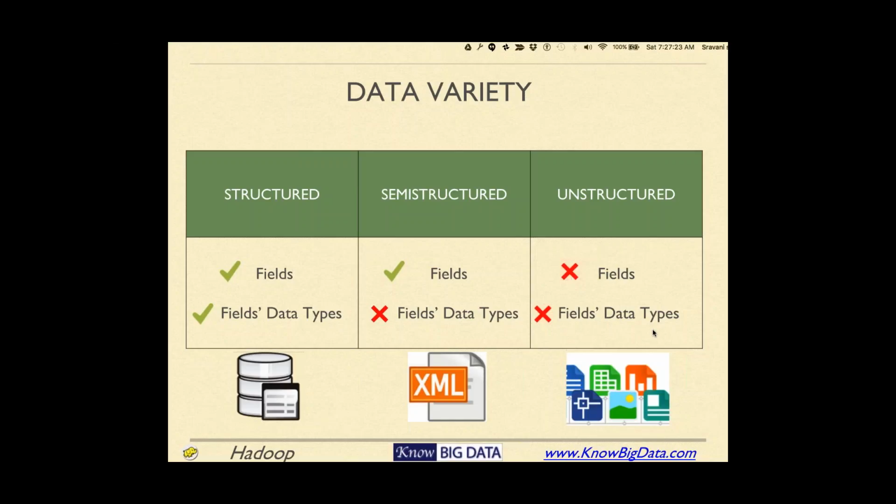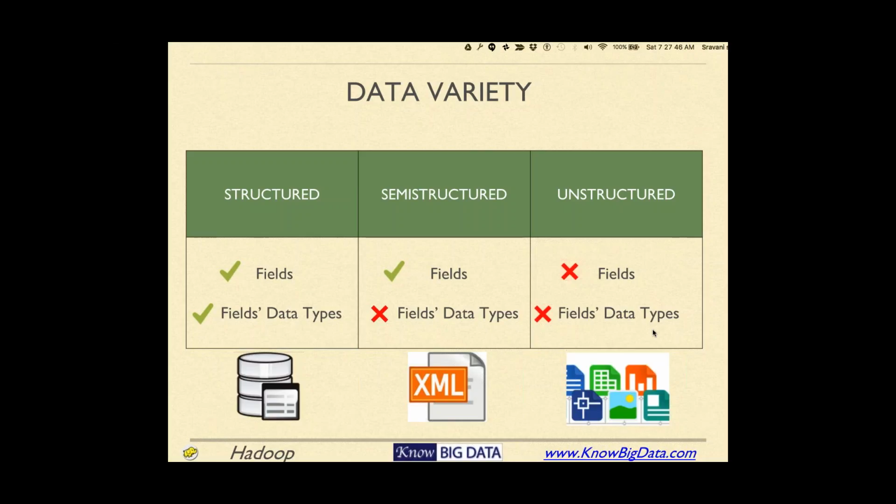For example, comma separated format like CSV. In case of CSV, we know what exactly is a column. We have a way of separating columns by comma, but we do not know the data type because CSV does not carry the definition of the data type.